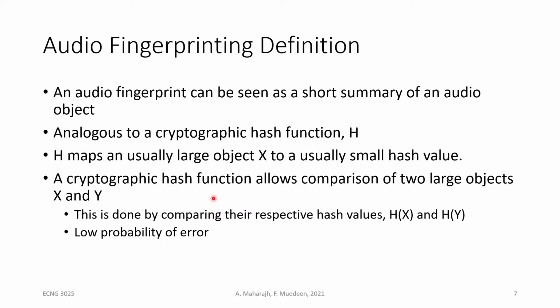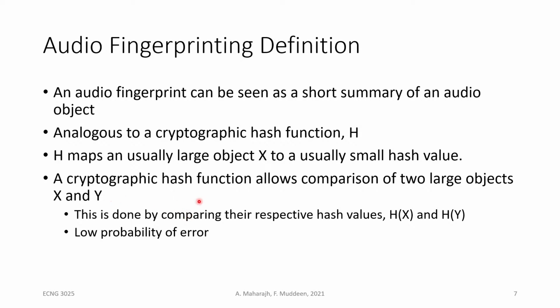So a general audio fingerprint is, in layman's terms, a short summary of any audio object. So it could be like 3 seconds of an entire song, 3.5 seconds, something like that. Basically a really small sample of an actual long audio file. And we also refer to these as cryptographic hash functions, and mathematically we refer to these as H. So H here maps to some unusually large object X, where the large object here will be like the entire song, and H will just be the sample of the song.